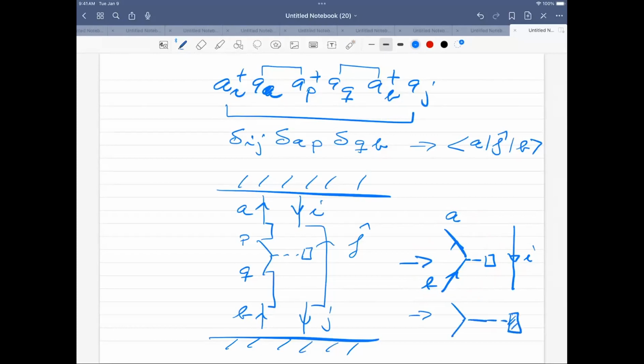So this is the operator. And then I have a particle state coming in and a particle state leaving. So that's that explicit term.